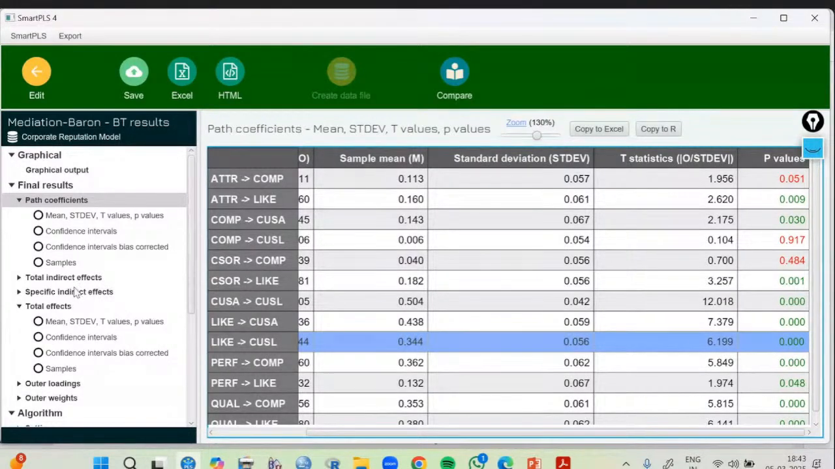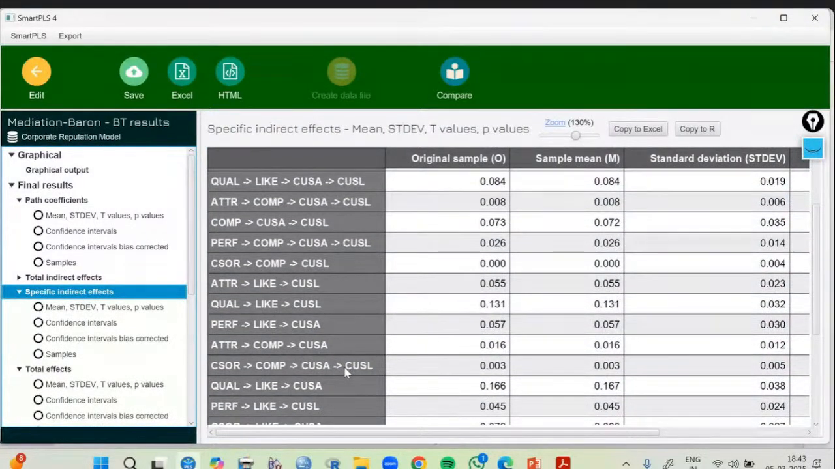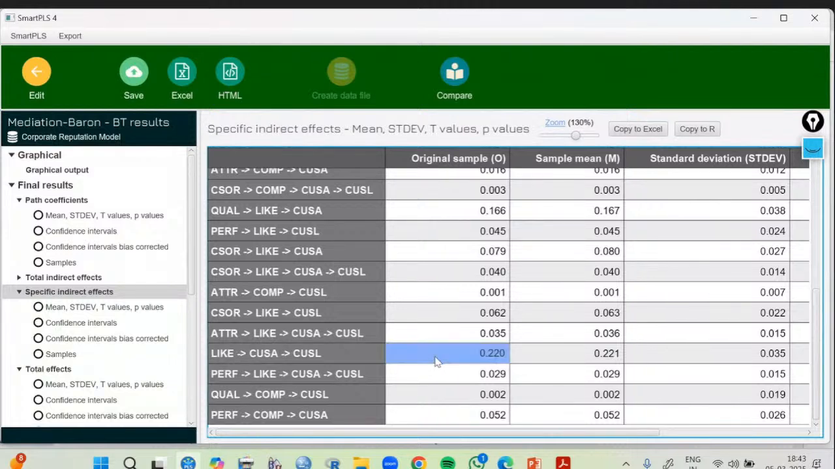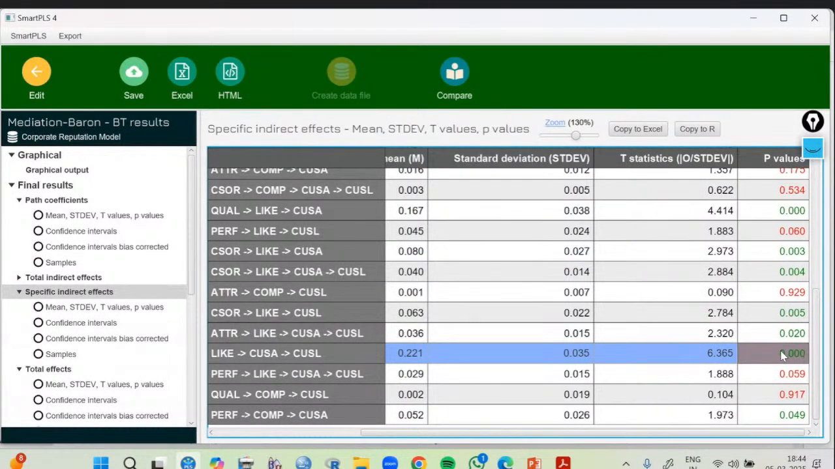And now we check the indirect effect, the specific indirect effect: likability, customer satisfaction, and customer loyalty, and the p value again is significant. It means the direct effect and indirect effect both are significant. Now what would be the mediation? Is it full mediation or partial mediation?